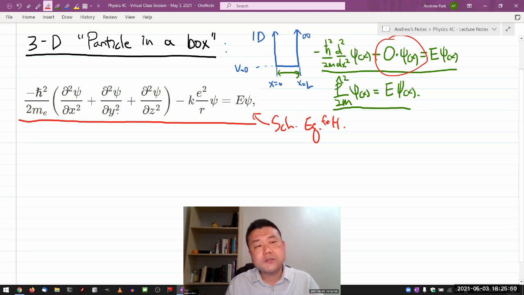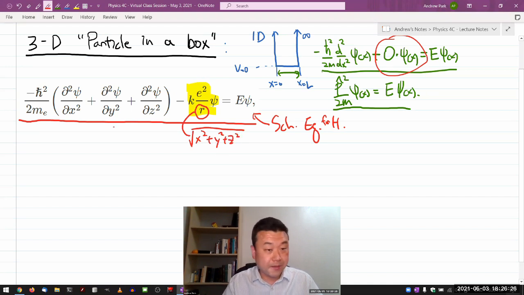And really what's causing difficulty in this three-dimensional Schrodinger equation for the electron in the hydrogen atom is this term here, because this term contains the coordinate variable r. And if you were to rewrite this as the square root of x squared plus y squared plus z squared, then you can begin to see that this is a really super complicated differential equation. So it's going to take heavy machinery of differential equation solving to solve it. So we are not going to do that.